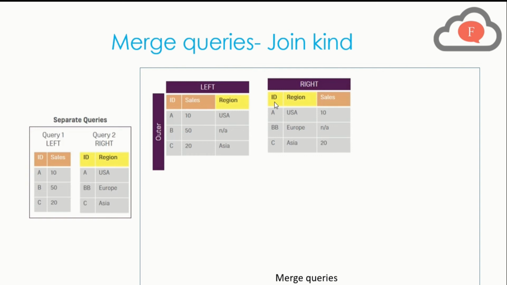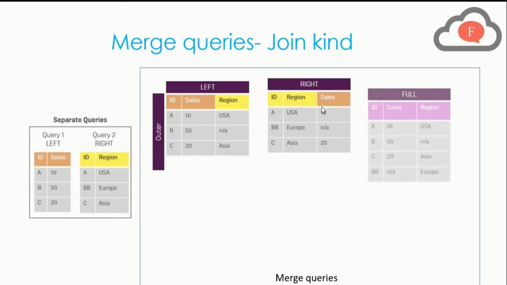You could see here also, in the ID A, USA and 10. So it is present here, while in query 2, in the second row, BB is present. So in the right query, when I joined it through merge queries, you will see BB is present, which is of the Europe region. But in query 1, the second row, B has 50 sales, while it is not available in the second part, because as I have already told you, this doesn't recognize this. That's why it is showing like this. In C you could see Asia, which is 20. So this is how merging queries with the right outer join will work.